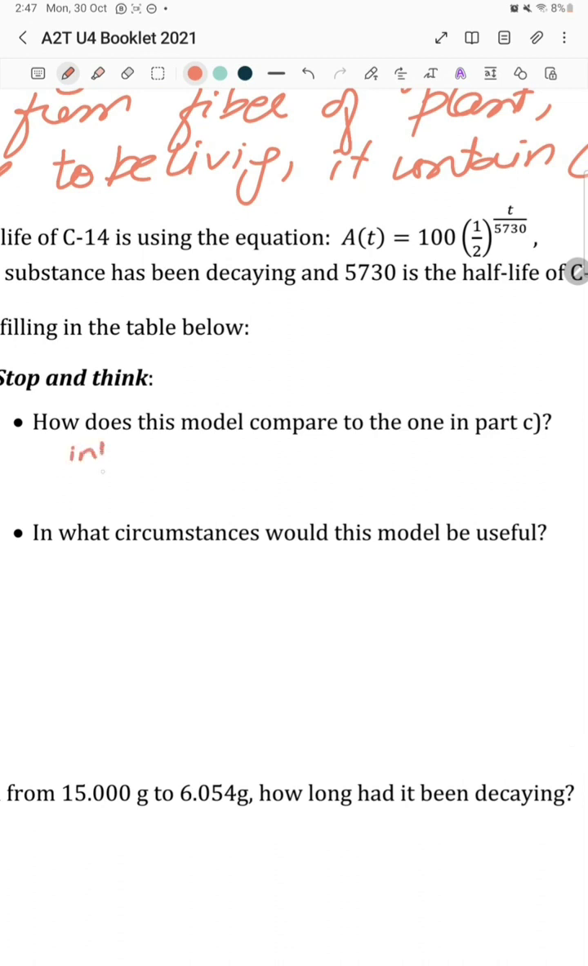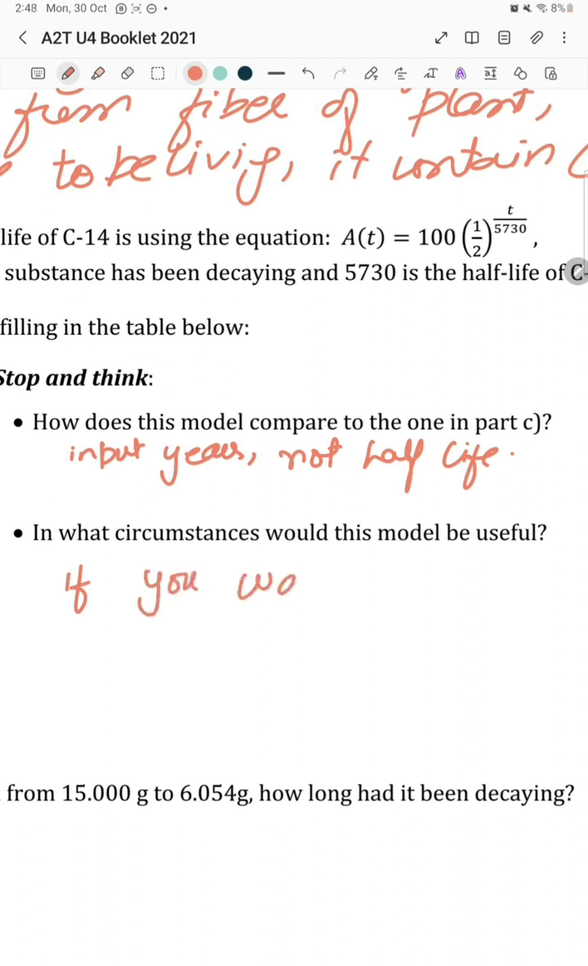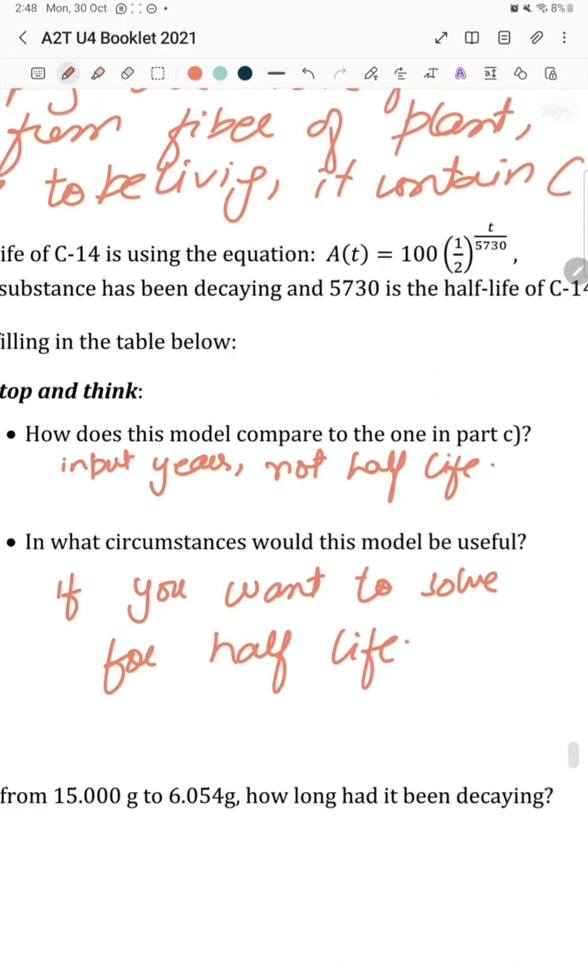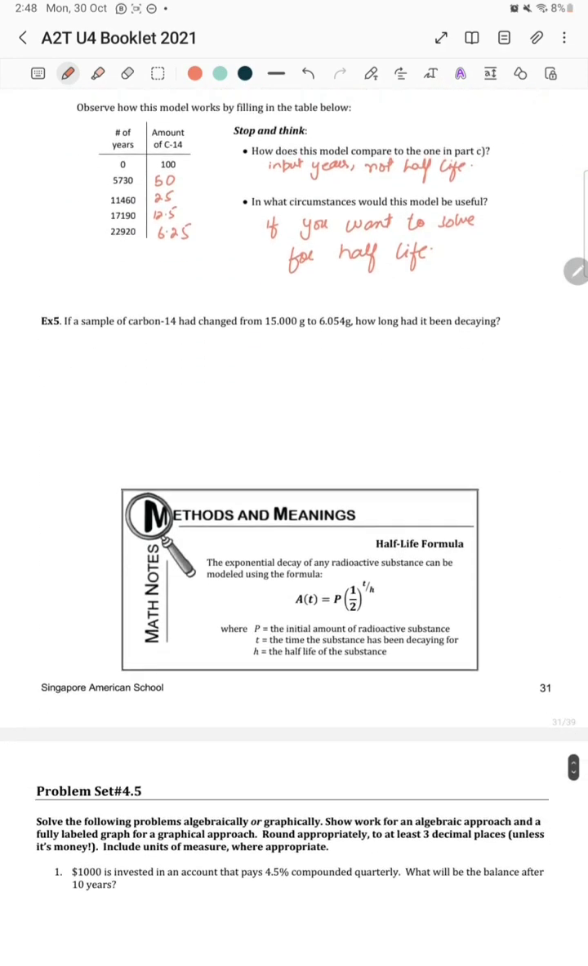How does this model compare to the one in part C? Input years, not half-lives. In what circumstances would this model be useful? If you want to solve for the half-life. If a sample of carbon-14 had changed from 15 grams to 6.054 grams, how long had it been decaying?